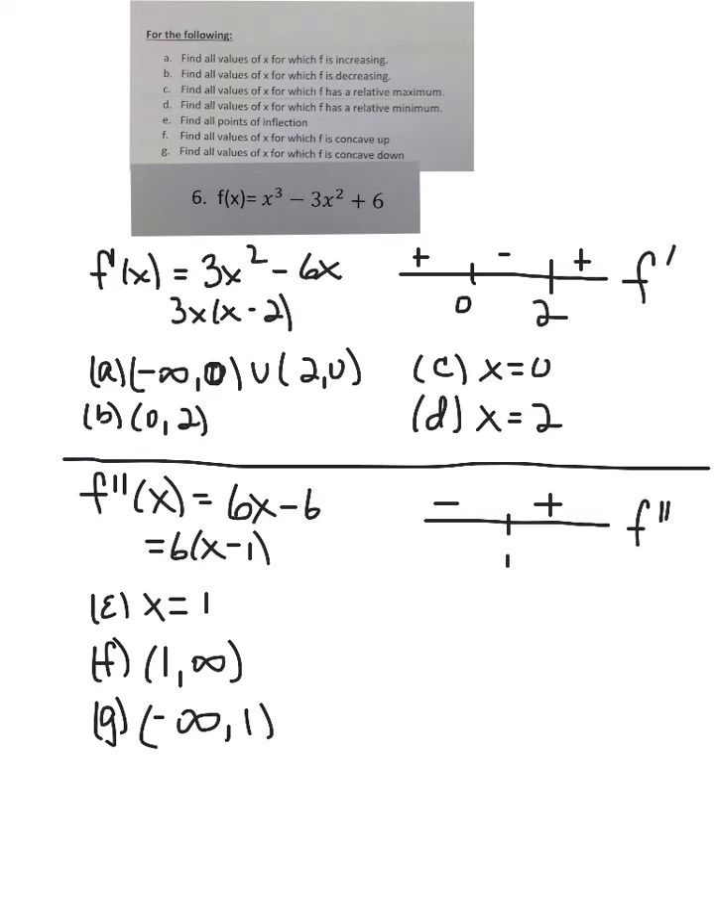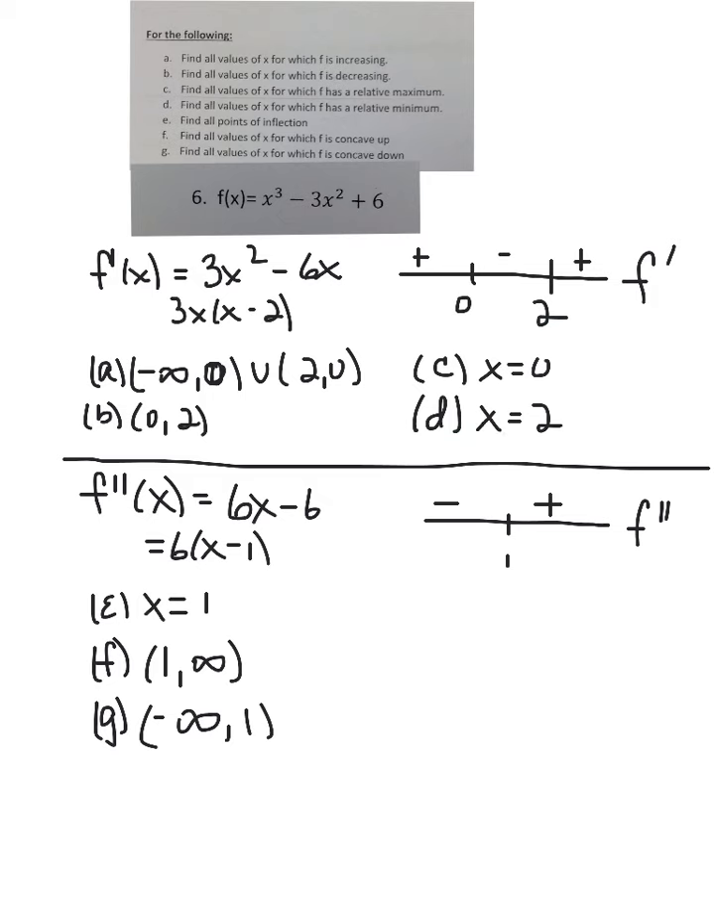Okay? All right, so then part C, maximum. So maximum is when I go from positive to negative in that first derivative. So that's at x equals 0, because the derivative changes from positive to negative about that point. And part D, we've got a minimum because the derivative changes from negative to positive about that point. Okay, so there's your answer for part D.